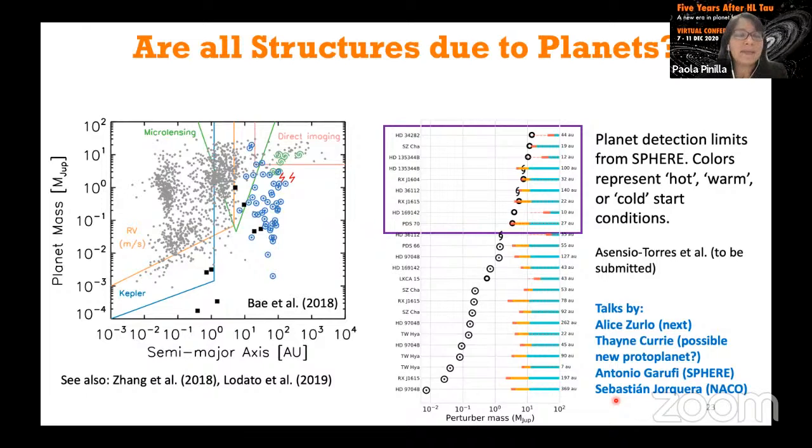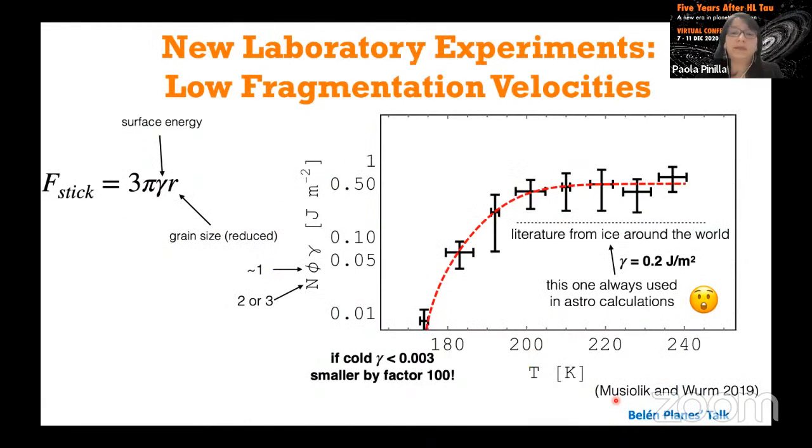Before I move to planetesimal formation, I want to mention something that has been very important for dust evolution models in the last 5 years, and that is new results from laboratory experiments. These experiments have shown that the fragmentation velocities that we assume in our simulations are much lower than we actually thought. I borrowed this slide from Gerhard Wurm, and I think this is in the paper by them in 2019. What they measure in the laboratory is basically the surface energy, and this is directly proportional to the stickiness force.